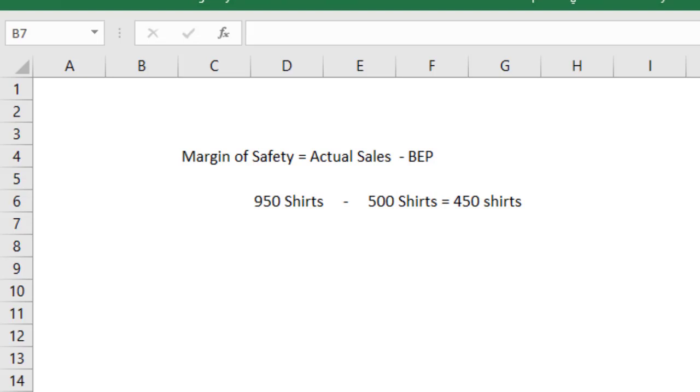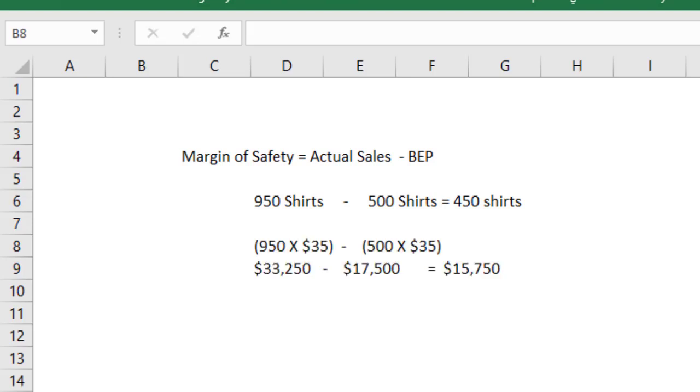Now a lot of times managers want to see this in terms of dollar amounts, how far their dollar sales can drop. Since each shirt sold for $35, then we just multiply the 950 shirts times 35 and the 500 shirts times 35, and we can figure out the dollar amount that we can lose.